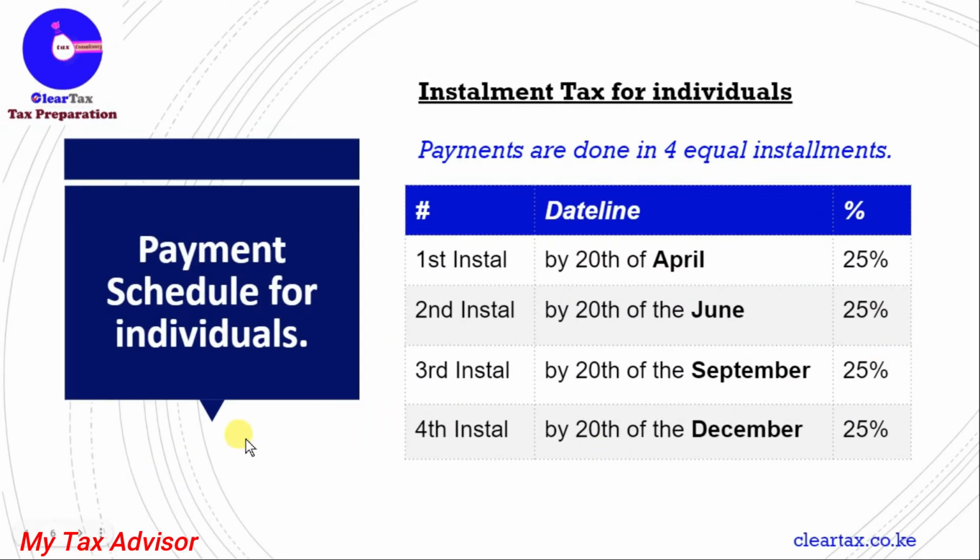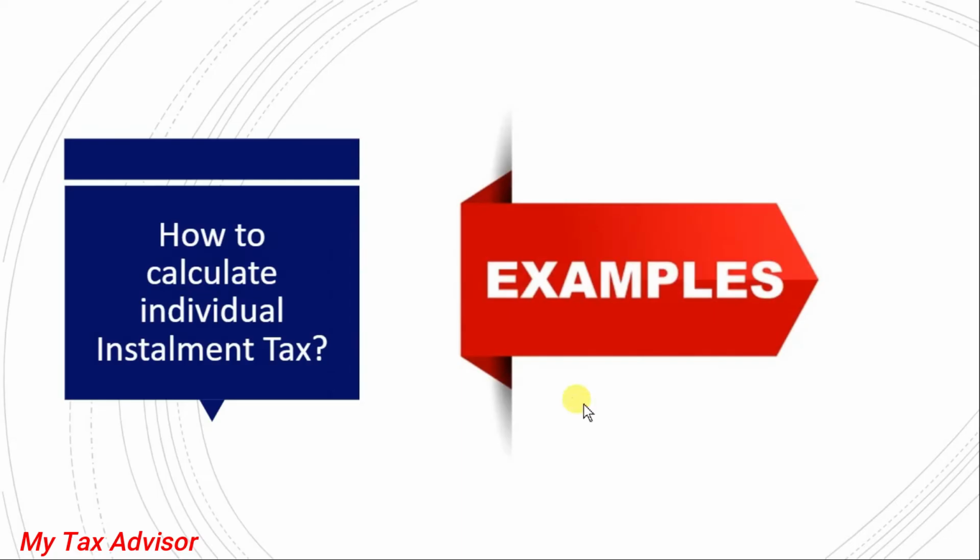Now, installment tax is paid in schedule. It has a schedule and installment. For individuals, you pay in 4 installments. The first installment is paid by 20th April, second by 20th June, September, and December. And those installments are paid in equal, 25% in each installment. So how do we calculate installment tax for an individual?